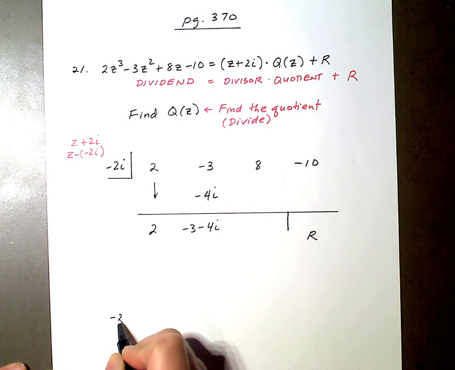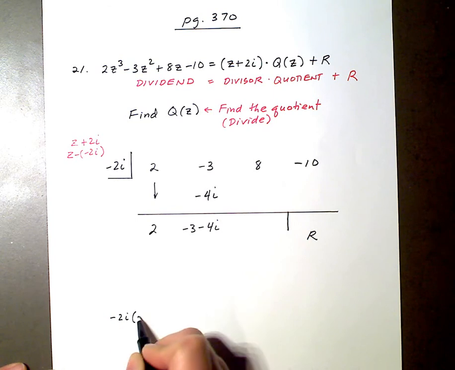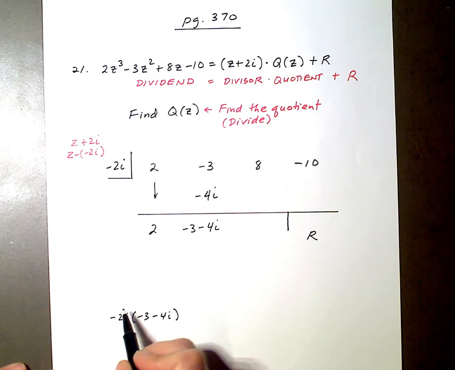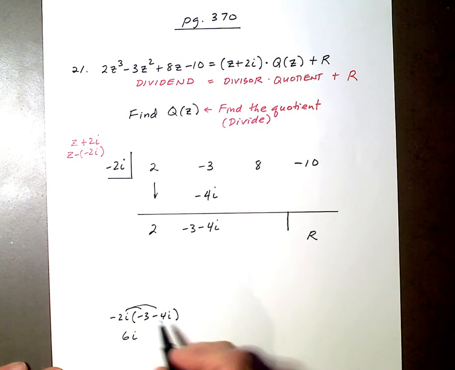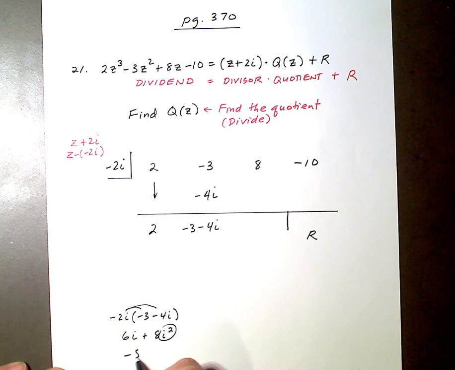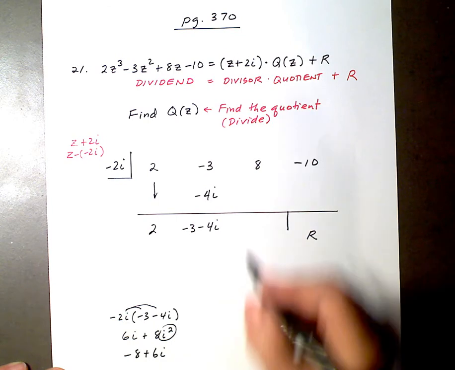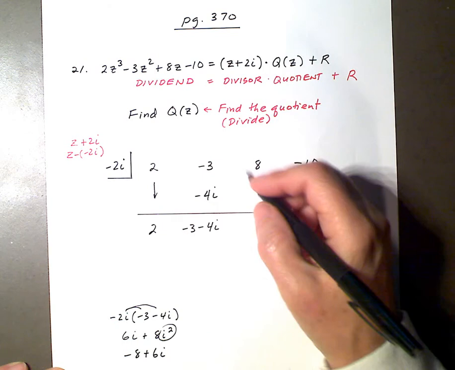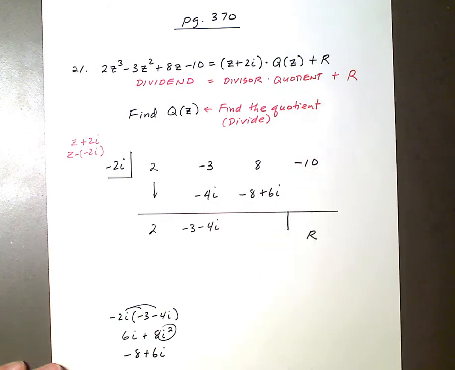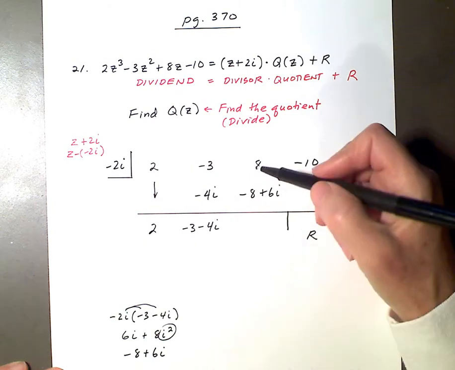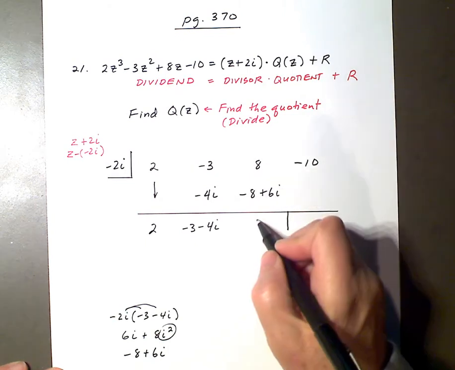I'm going to take the negative 2i and multiply it by negative 3 minus 4i. So this is 6i, and then negative 2i times negative 4i is positive 8i squared. Because i squared is negative 1, that becomes a negative 8. So I have negative 8 plus 6i. So when this is multiplied by c, I get negative 8 plus 6i. So combining going down, 8 and a negative 8 goes to 0, and I just have a 6i.